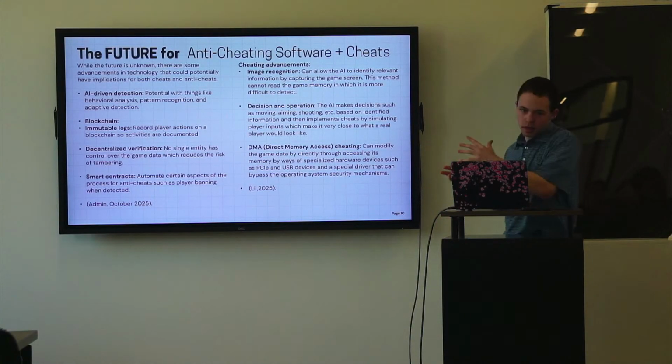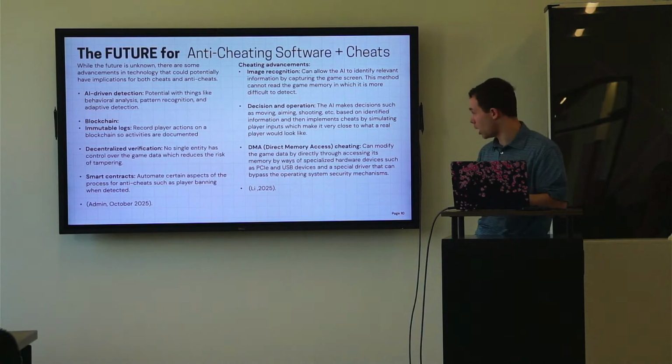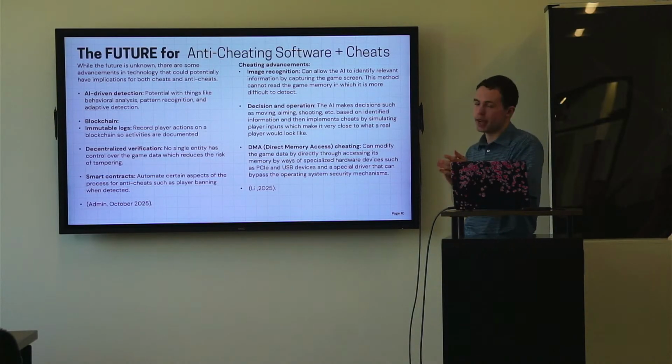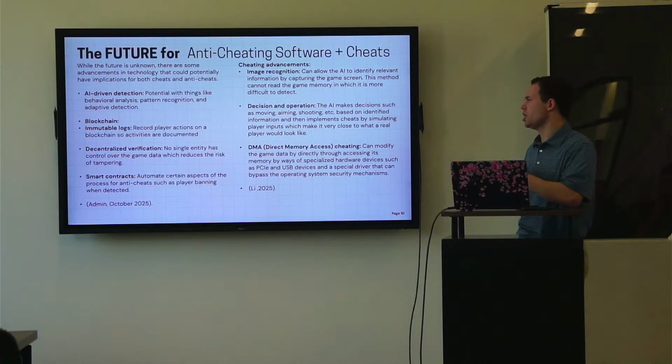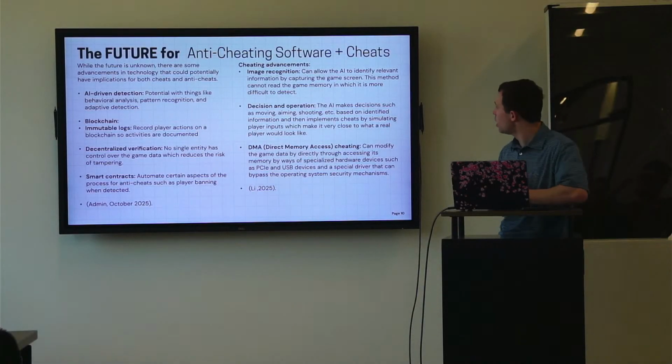Honestly, with advancements in AI technology, there is potential for things like behavior analysis, pattern recognition, and adaptive detection. Using things like blockchain, which has immutable logs, can record player actions so activities are documented. Having decentralized verification, in which no single entity has control over the game data, reduces the risk of tampering. Smart contracts are able to automate certain aspects of anti-cheat, such as automatically banning players when detected.